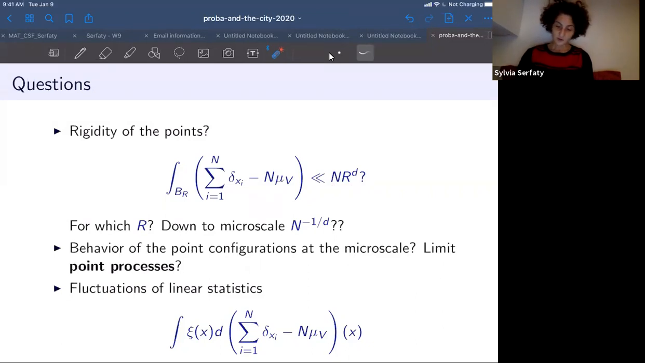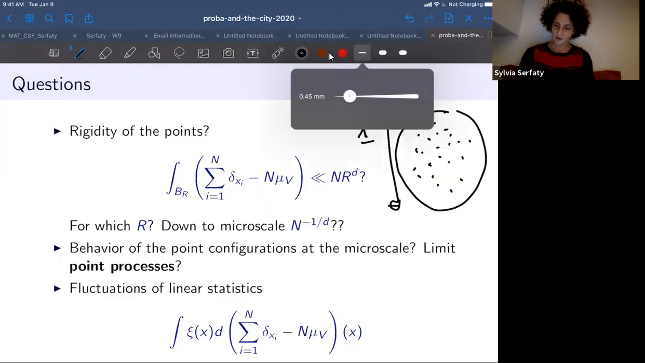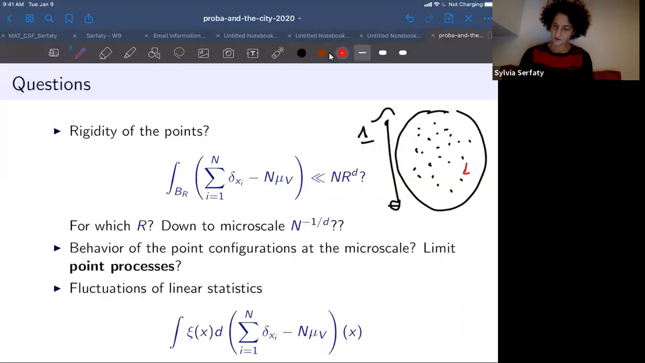But the question is, for which R can you prove that? Right. So in this setup, I'm going to try to draw. You have many points. You have a macro scale, which is the size of your patch of points. This is size 1, and of course you have a micro scale, which is the interdistance between the points, and that's n^(-1/d), because there are n points in a volume of size 1.